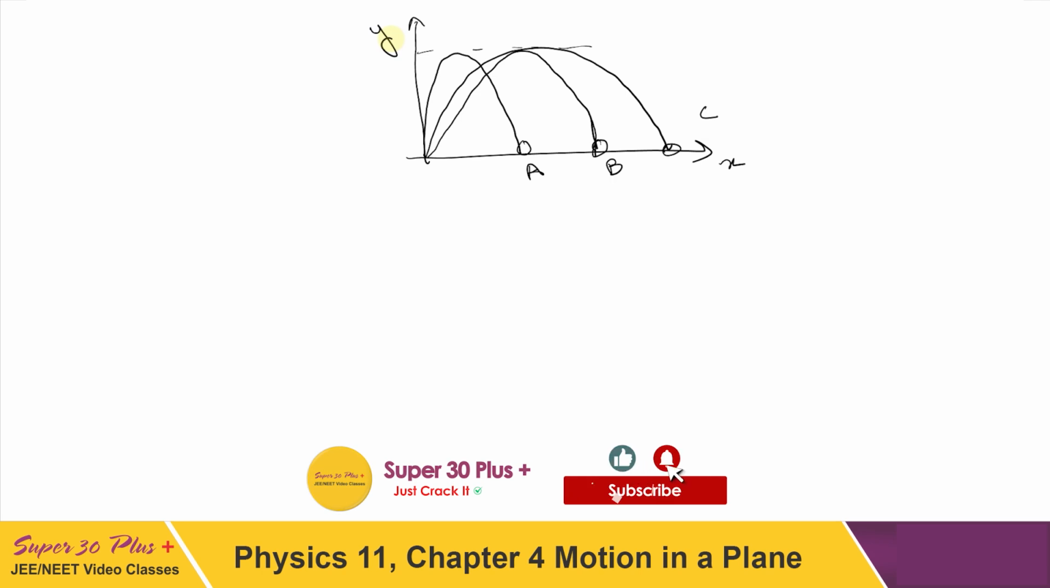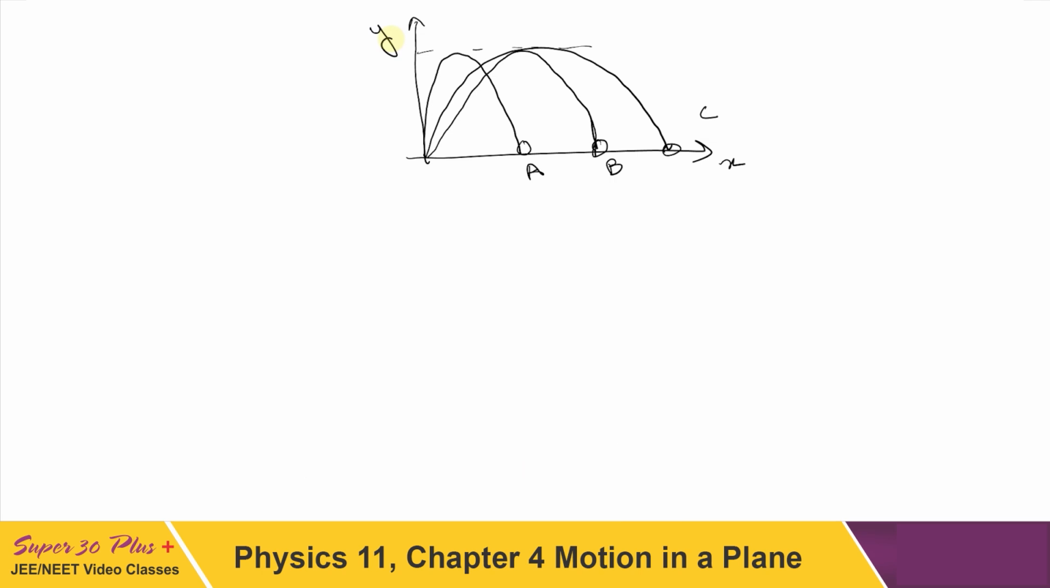So let us first compare their times of flight. What can be directly interpreted from the diagram is that the height should be the same. So we can write that the maximum height for A has to be equal to the maximum height of B, which has to be equal to the maximum height of C.